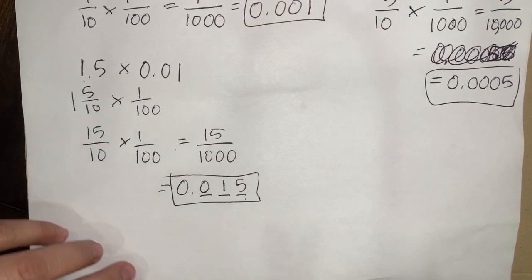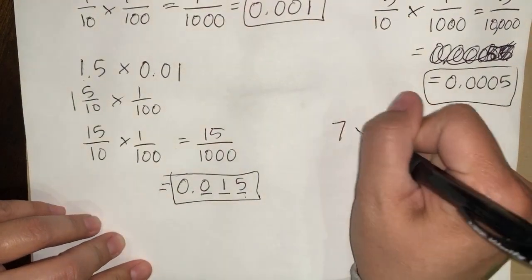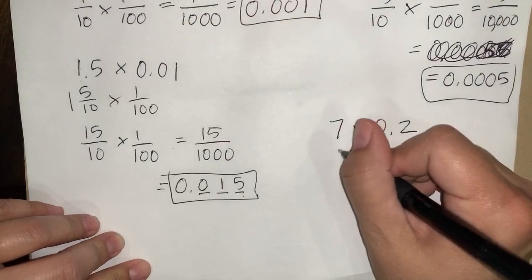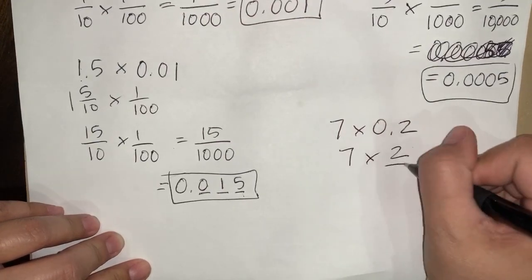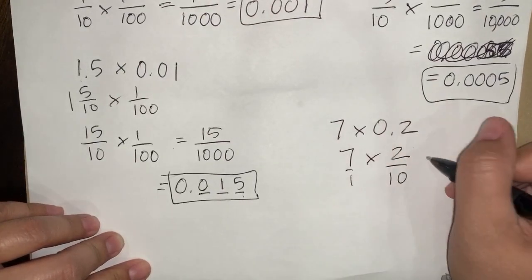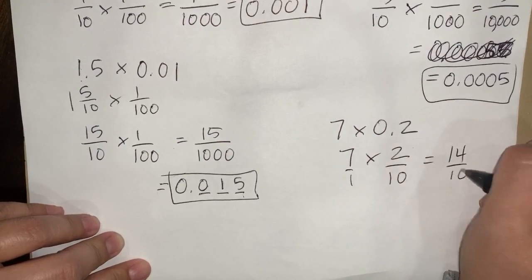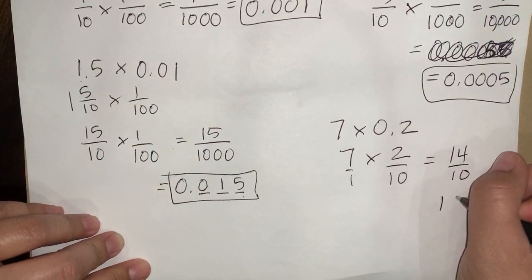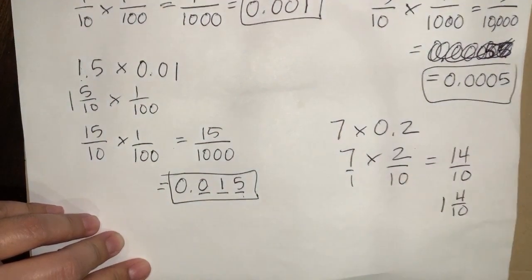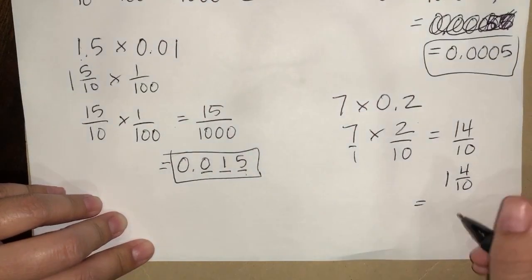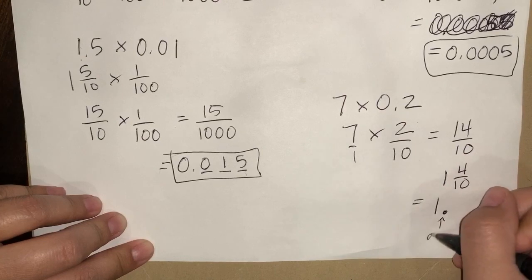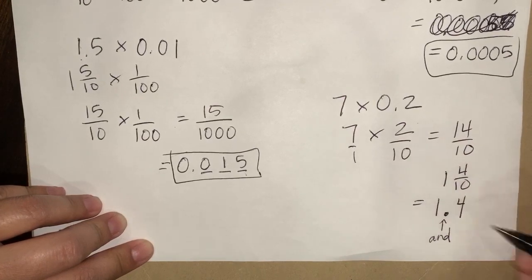So next problem, we'll go ahead and do 7 times 2/10. And we'll write that as a multiplication problem. 7 times 2/10 gives us 14/10. And then 14/10 gives us 1 and 4/10. And then written as a decimal, it's 1 and, remember the decimal means and, 4/10.